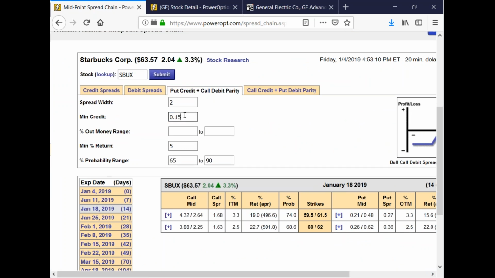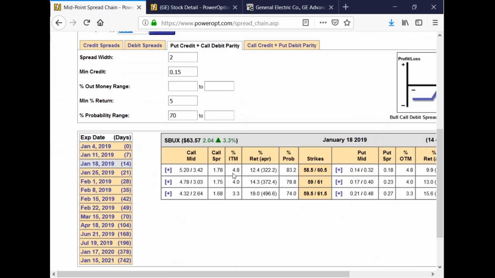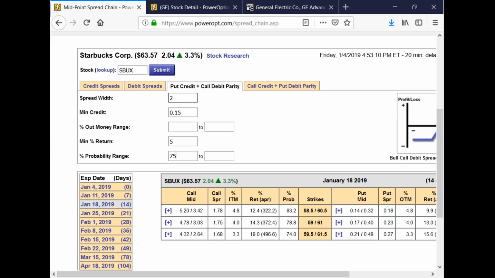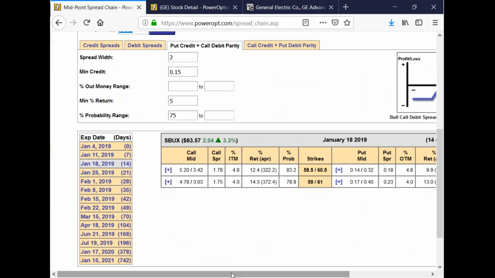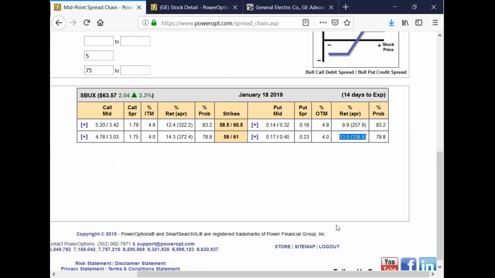I'll put this back down to 15. The numbers change just because I was looking at this differently, and I wanted 70 here, so let's go ahead and do that. Okay, well, 75. Let's make it cleaner. There we go. Okay, so in SBUX, there's my same two bull puts we were just looking at. The 59/61 with a 23-cent net credit and a 13% return.